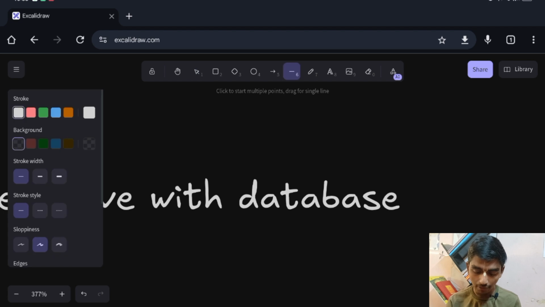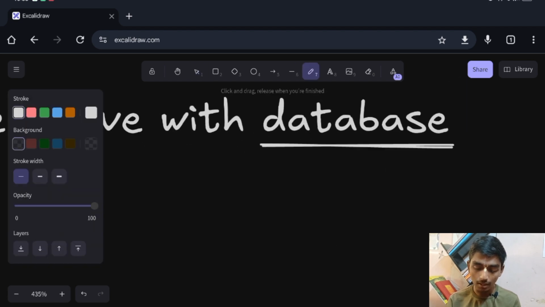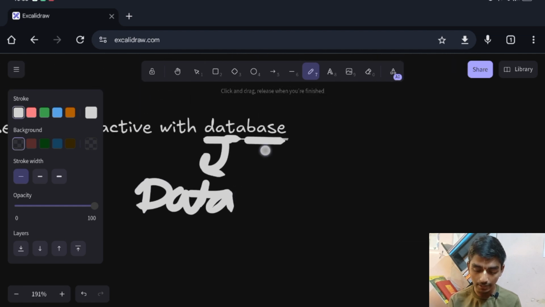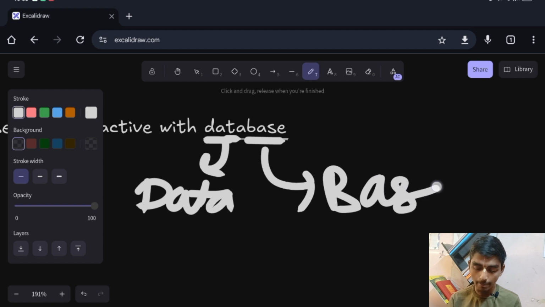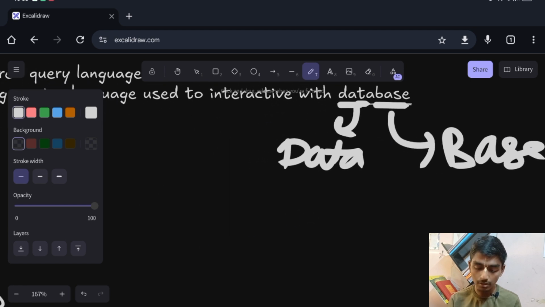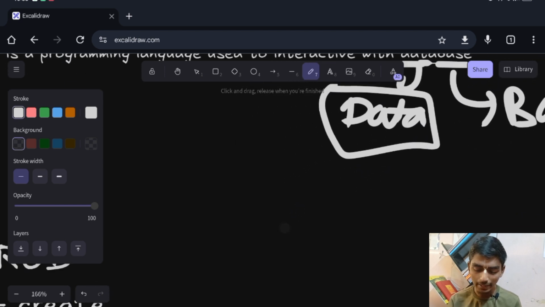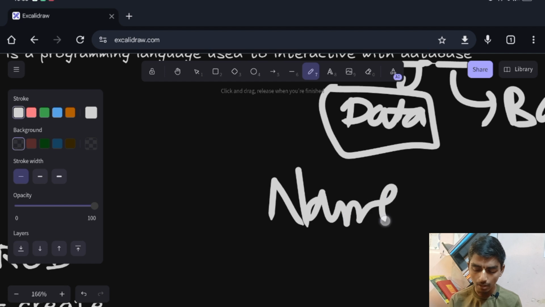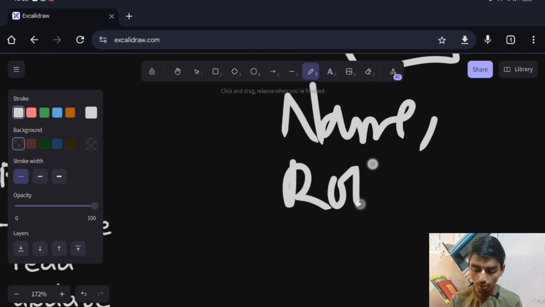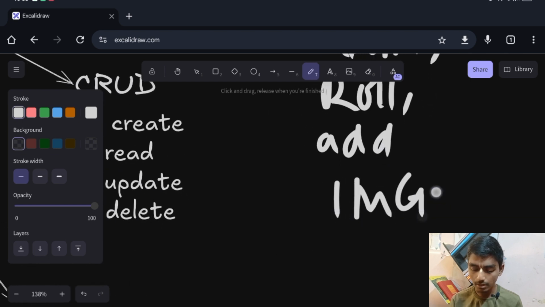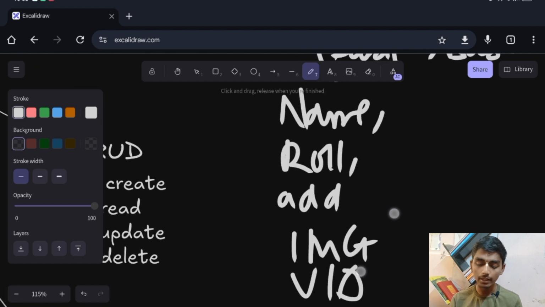If we talk about what is meant by database, this word is divided into two parts: first is data and the second one is base. First of all, we are going to see what is meant by data. The data could be anything. The data could be your name, your roll number, your address, or in the form of an image or a video, anything.